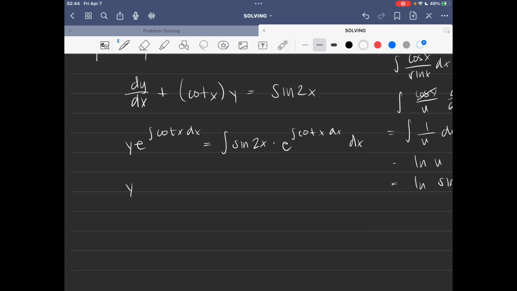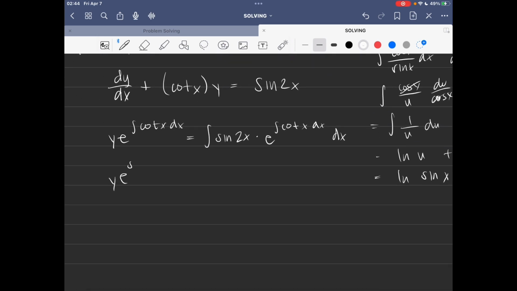Then y e raised to ln of sine x is equal to the integral of sine 2x times e raised to ln of sine x dx. We can cancel the inverse e and ln, so we have y sine x is equal to the integral of sine 2x times sine x dx.